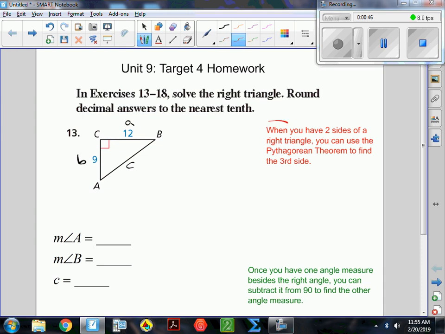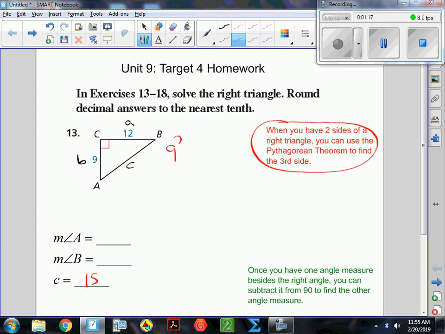I want to point this out. When you have two sides of a right triangle, you can use the Pythagorean theorem to find the third side. Instead, you could find an angle and then use some trig, but you're going to have your most exact answer by using the Pythagorean theorem. You might even know some of the Pythagorean triples. So for example, I know that C is going to be equal to 15 because I know that 9, 12, 15 makes a Pythagorean triple. But I can use Pythagorean theorem.